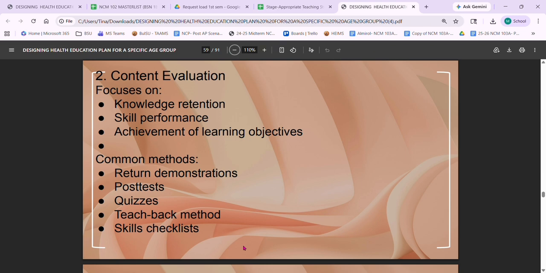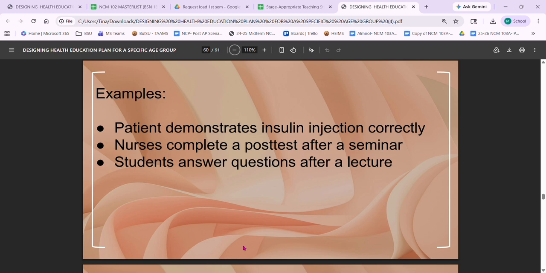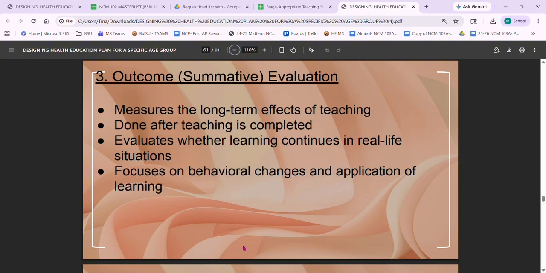So anong methods usually ginagamit sa content evaluation? Return demonstration, post-test, quizzes, teach-back method, okay, skills checklist. These are all content evaluation that can be used. So example, patient demonstrate insulin injection correctly. Nurse complete a post-test after a seminar. Student answer questions after a lecture. Okay, so those are examples of your content.